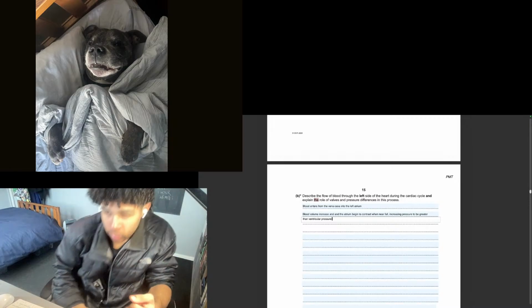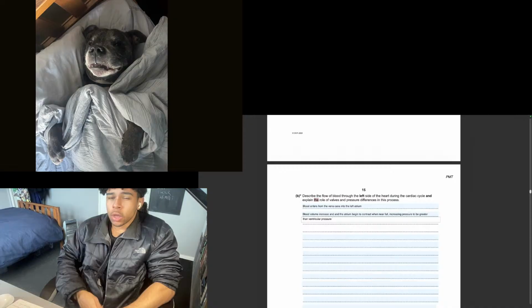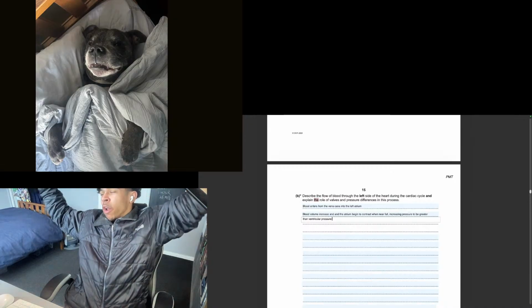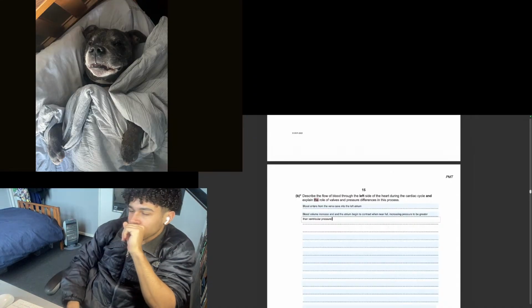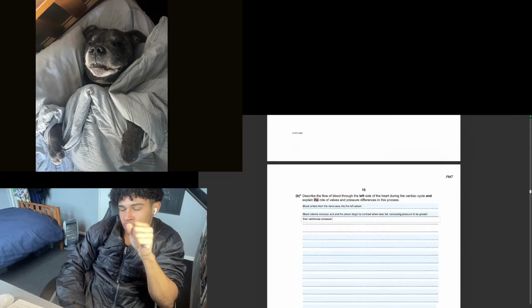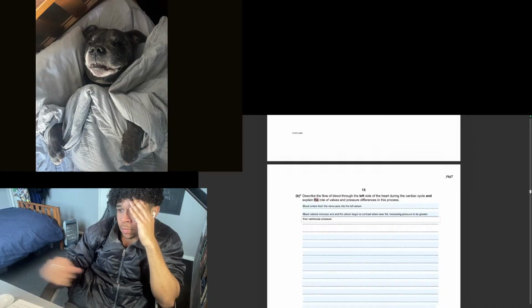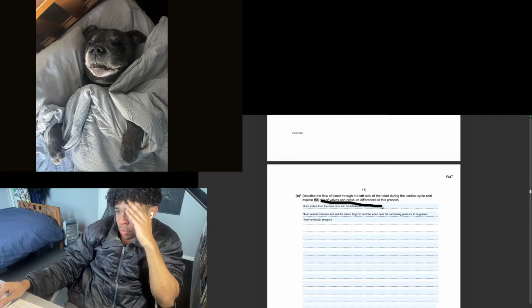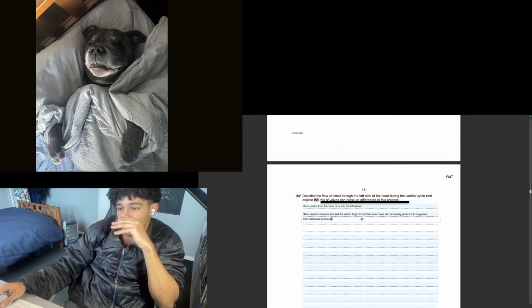Okay, sorry. I didn't talk about describing the flow through the left side of the heart. It doesn't really matter, you just do the whole sequence, right then left. So it goes atrium to ventricle to the aorta. That's pretty much it. And explain the roles of valves. So it's pretty much just how blood flows, going into detail.